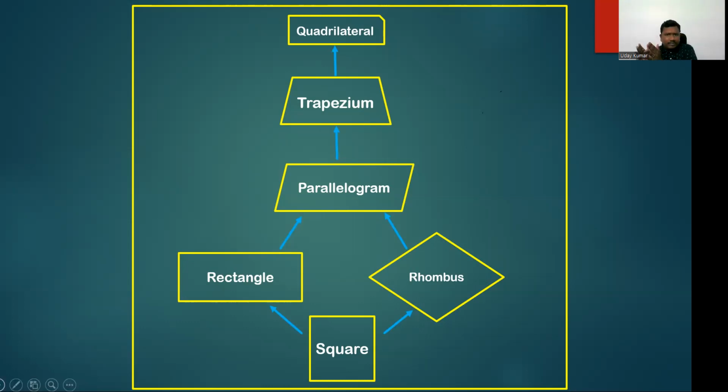Similarly, rhombus, if you see, every rhombus is a parallelogram, every rhombus is a trapezium, every rhombus is a quadrilateral. But every rhombus need not be a rectangle, every rhombus need not be a square. I think you understood very clearly how I correlated all those named quadrilaterals.